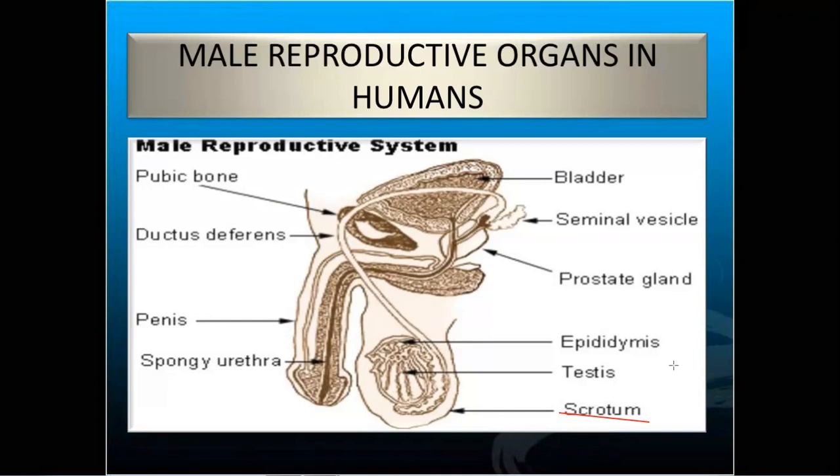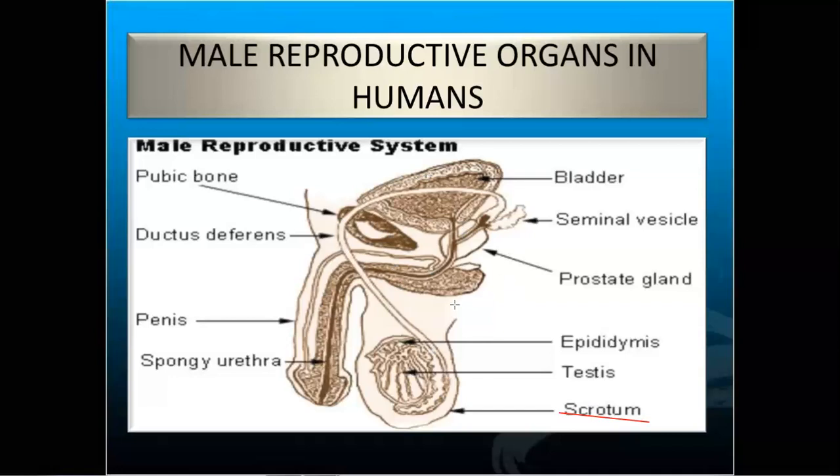Then next we have vas deferens. The vas deferens or the sperm duct is a narrow duct which starts from the testis and joins the urethra. You can see here, this is the vas deferens, starting from the testis and going to the urethra, right? It carries sperm to the urethra by the muscular action of its wall. Fluid produced by the seminal vesicles mixes with the sperm to produce semen. This fluid provides nourishment to the sperms.